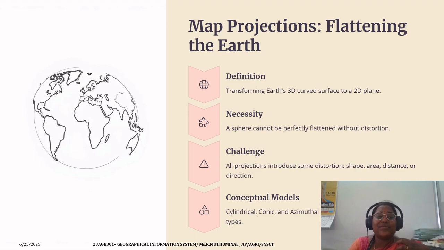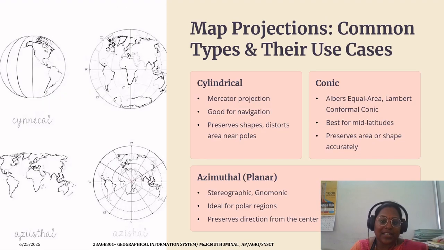So what challenges will I face here? While converting these kinds of maps, I introduce some distortions in shape, area, distance, or direction. So the distance, shape, or area may be slightly different compared to the original. So what we will do here is always use a conceptual model, that is cylindrical, conic, and planar, which is nothing but the azimuthal surface, for the projection types.